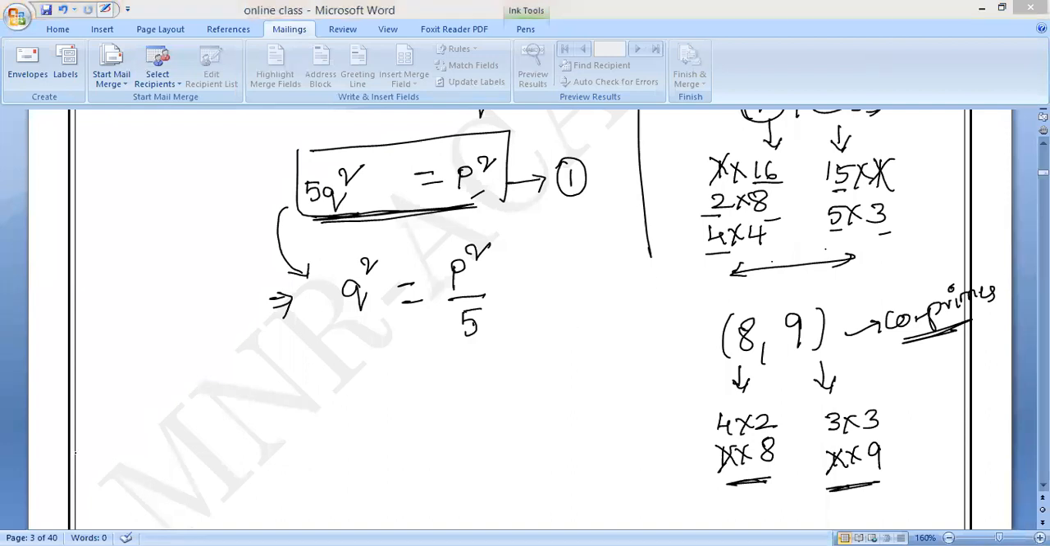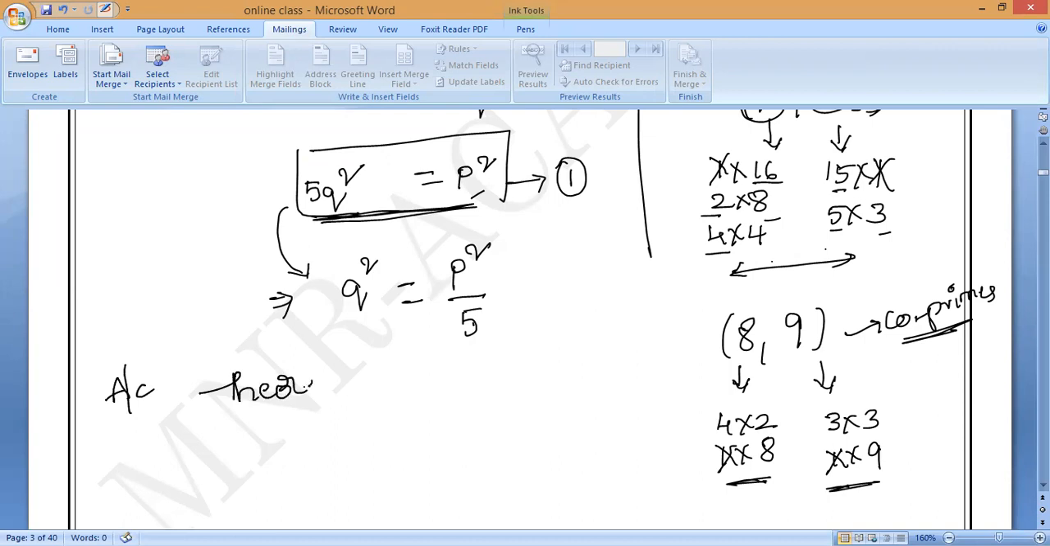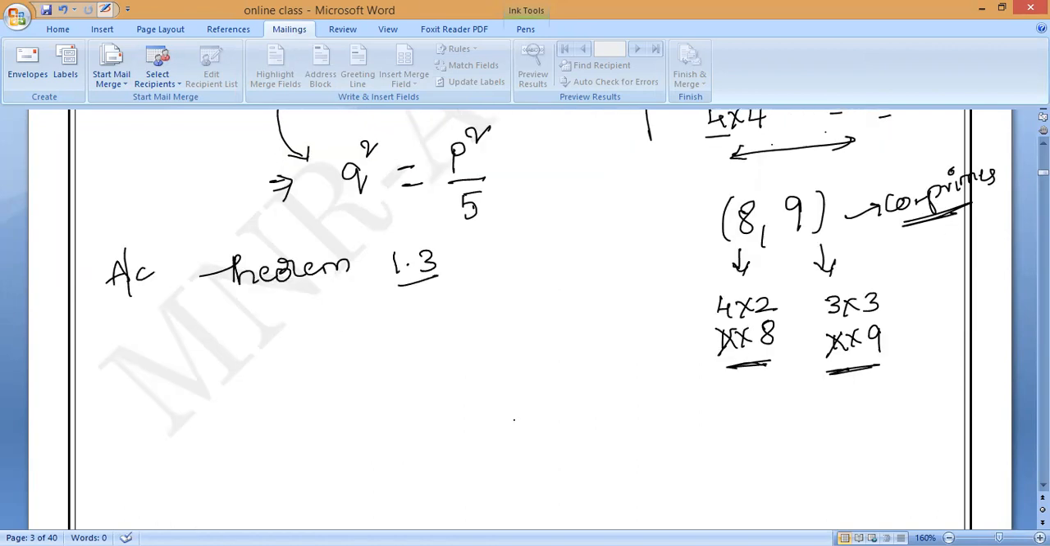See, apply theorem 1.3. According to theorem 1.3, write the statement. What is our statement? What is the 1.3 theorem statement? Say anyone. Don't write according to theorem 1.1. Okay? The statement also you can write.